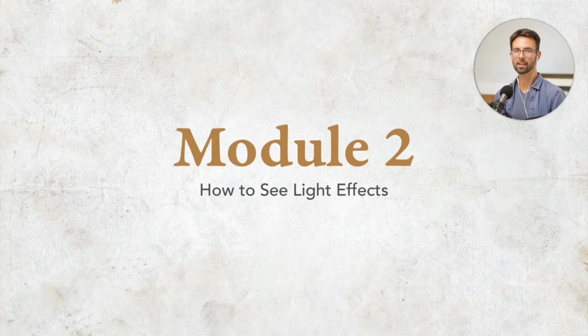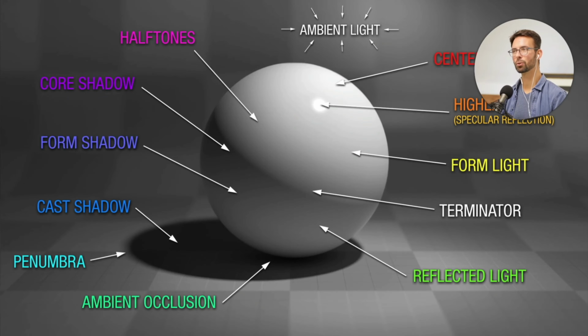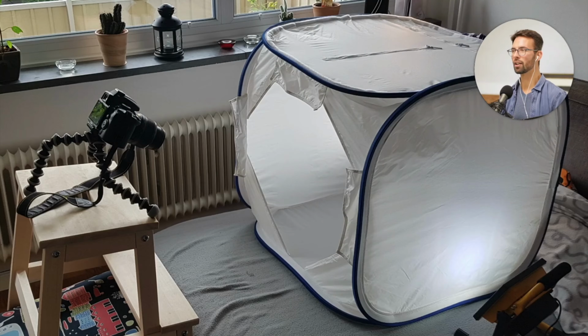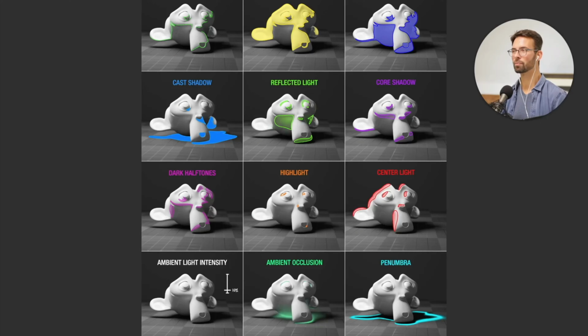Module 2 is about seeing light effects. Here I'm going to take a look at each of the 12 modeling factors in great detail, so don't worry if this looks daunting. We'll go through each one step by step. They're really important. And I will emphasize ambient light and ambient occlusion. That's one of those things in the course that's going to make your work jump to the next level.